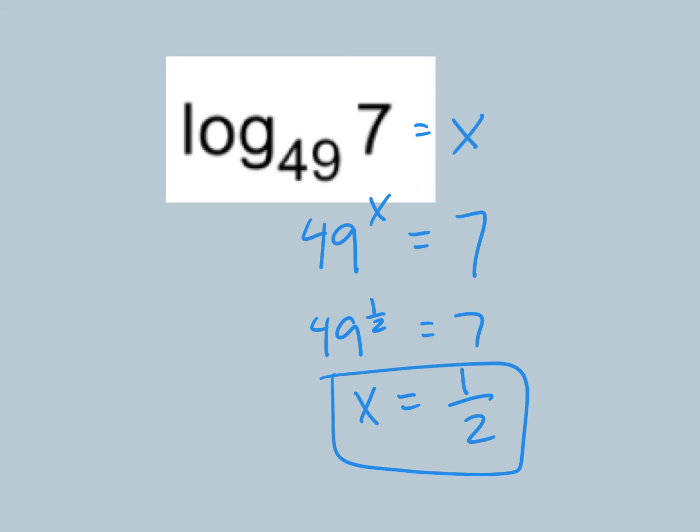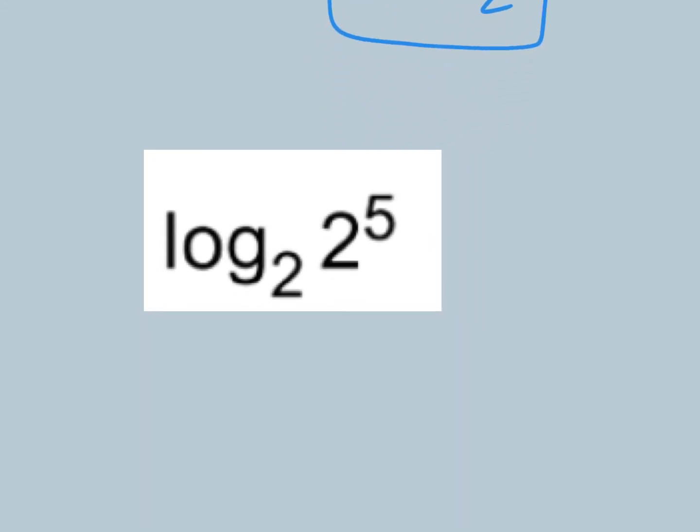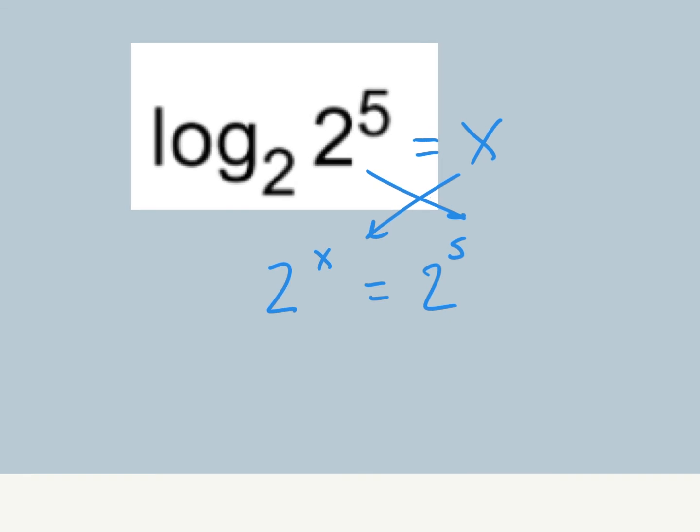Any questions here? All right, and then the last one. So this is going to be equal to some number x. What's my base? 2. What's my exponent? X. And what's it equal to? 2 to the 5th power. So if I have 2 to the power of x is equal to 2 to the power of 5, what does x have to be equal to? 5. Because the 2's will just cancel, so now I'm just left with x is equal to 5. And that's it.